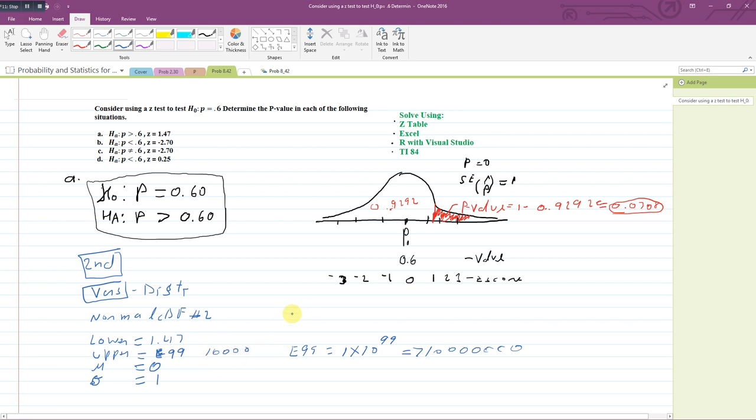Now, if your calculator, after you press number 2, gives you this, normalcdf parentheses, you'll write down your lower bound, comma, your upper bound, comma, your mean, comma, your standard deviation, and close parentheses, and then you press enter. On this list, you will just hit paste, press enter, and enter again. And that should give you the same value, 1.47 by default.